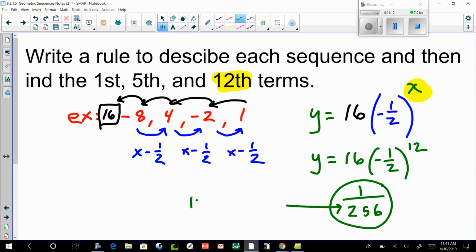Again, if you get that as a decimal, you can use a calculator to convert it to a fraction, but there is an example about how you can find future terms using the formula y equals a times b to the x. Remember that a is your 0 term and that b is your common ratio.